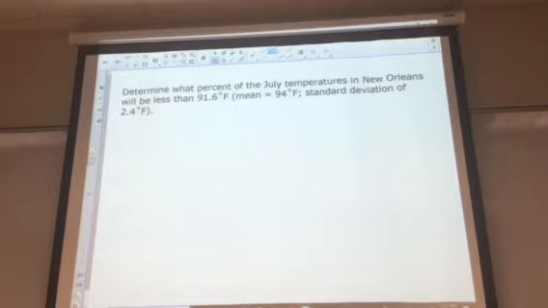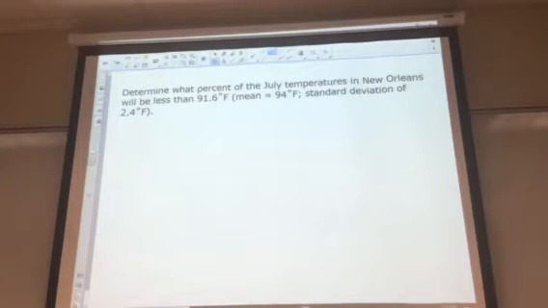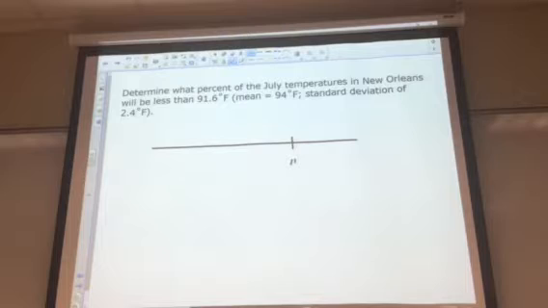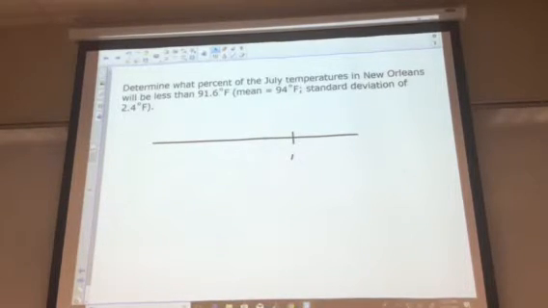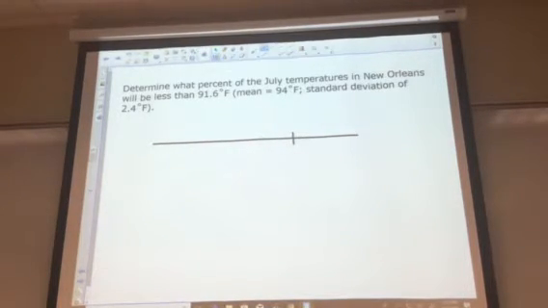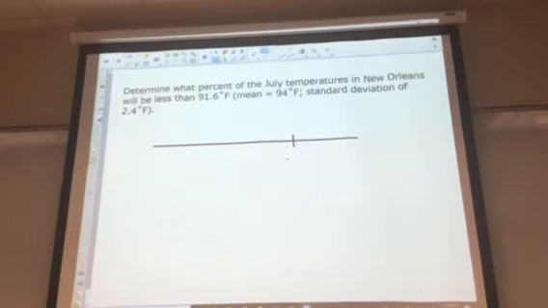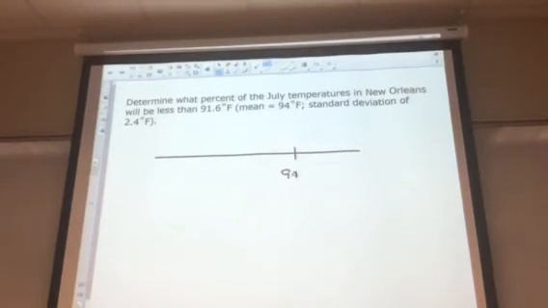What percent of July temperatures in New Orleans will be less than 91.6? Okay, we want to do a little bit of a picture for this one, and then we're going to look at the second piece on that graphic to be able to give you a little bit more information. Center of my universe on this particular problem is 94. I'm trying to get rid of these because I didn't disable the draw line feature. I know this is where 94 is.